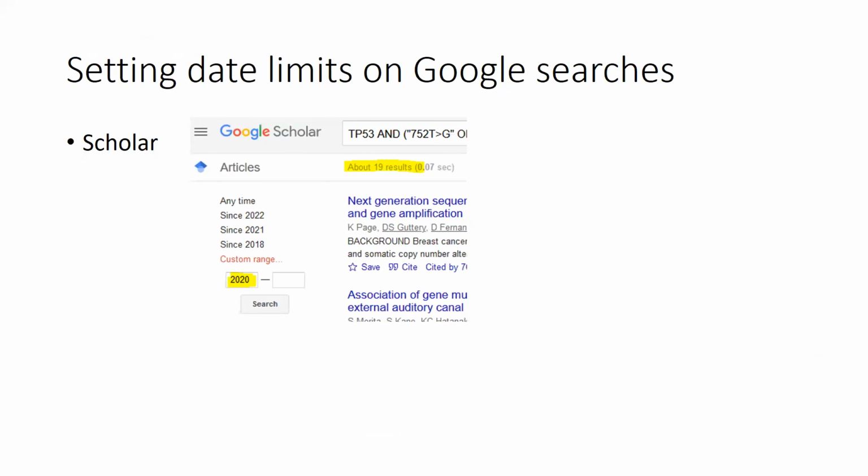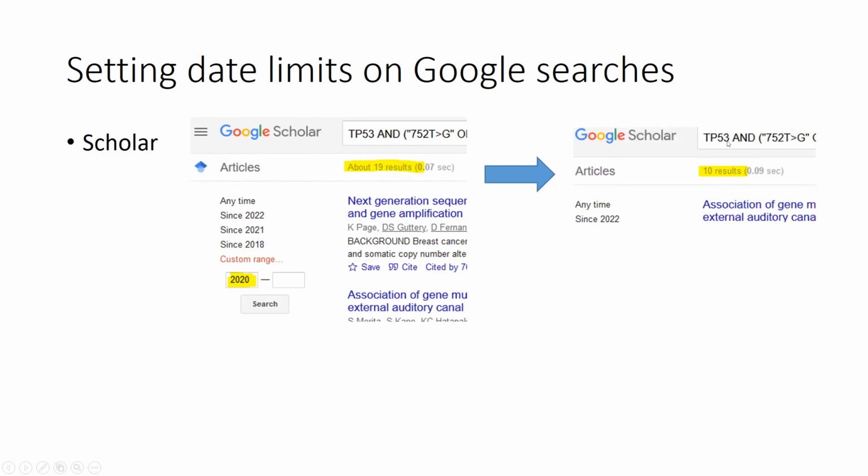You can also set date limits on Google searches. In Scholar, there's a little bar on the left-hand side where, if you just want to see new results since some year, you can click there and it'll get you there. I just did an example TP53 variant. Initially I got 19 results in Google Scholar, but when I added a time frame of 2020 onwards, it reduced me down to only 10 papers to skim and review.